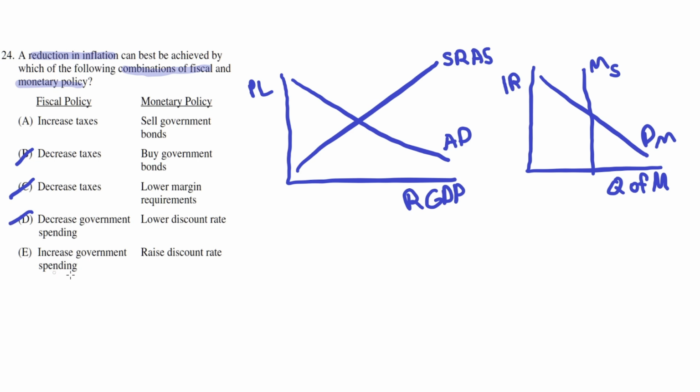E. Increase government spending and raising the discount rate. This is incorrect because increasing government spending would shift the aggregate demand to the right, not to the left. And because of this, the price level would increase, which would result in an increase in inflation, not a reduction. So we can eliminate E, and with that, we're left with A as the correct answer.